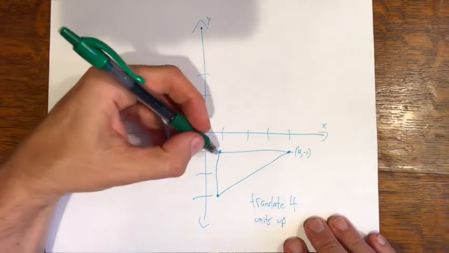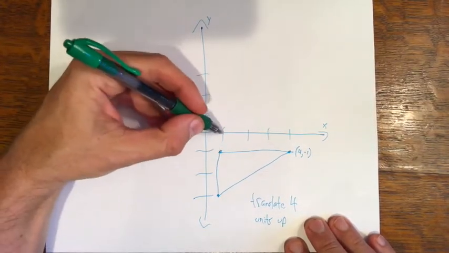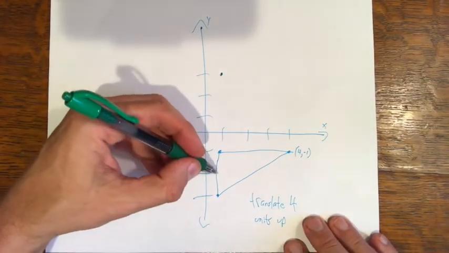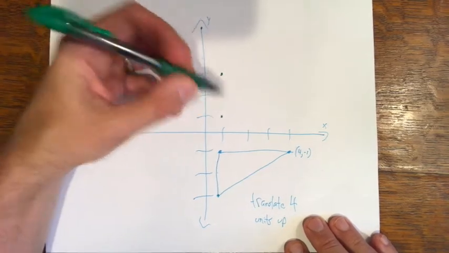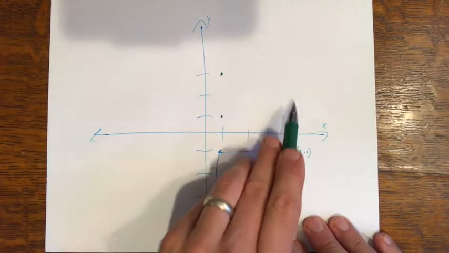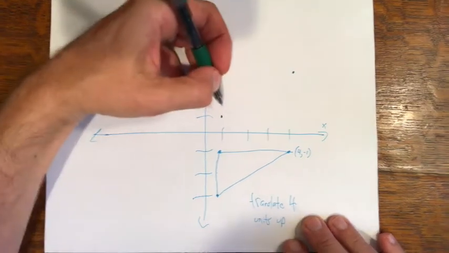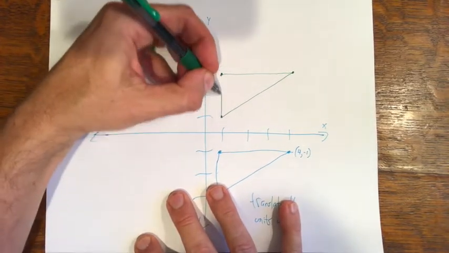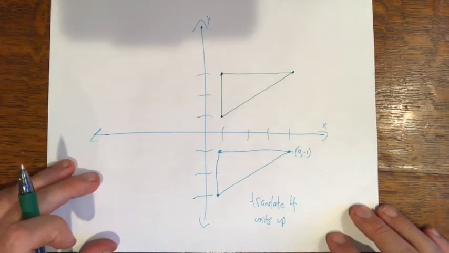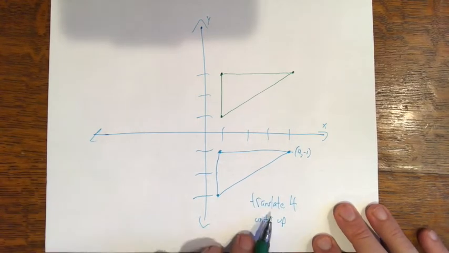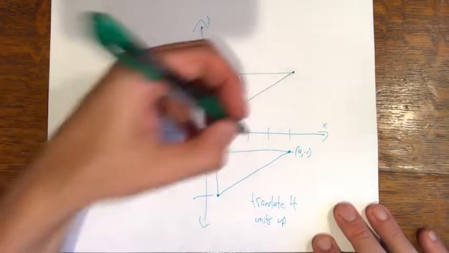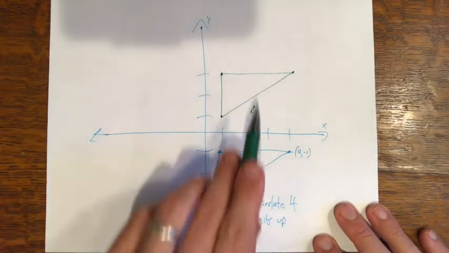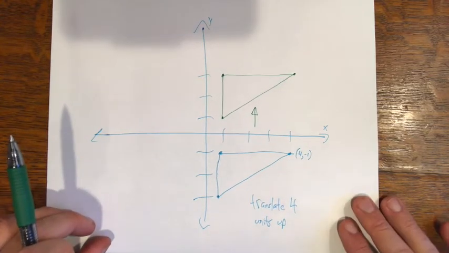Let's switch colors. Really easy. We grab a point and we go 1, 2, 3, 4 units up. We grab the next point and we go 1, 2, 3, 4 units up. We grab this point and we go 1, 2, 3, 4 units up. And we draw a brand new triangle. Same shape, same size, but it's been translated 4 units up. If you want to, draw a little arrow right there to let you know that this shape got translated to that shape.